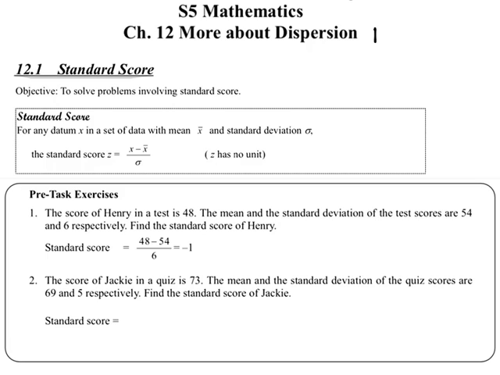S5, Chapter 12, more about dispersion, Lesson 1. In the last few lessons we learned about measures of dispersion. That means we need to see whether the data is close together or separated from each other by using range, interquartile range, and standard deviation. For this chapter, we'll learn another thing, also about dispersion.